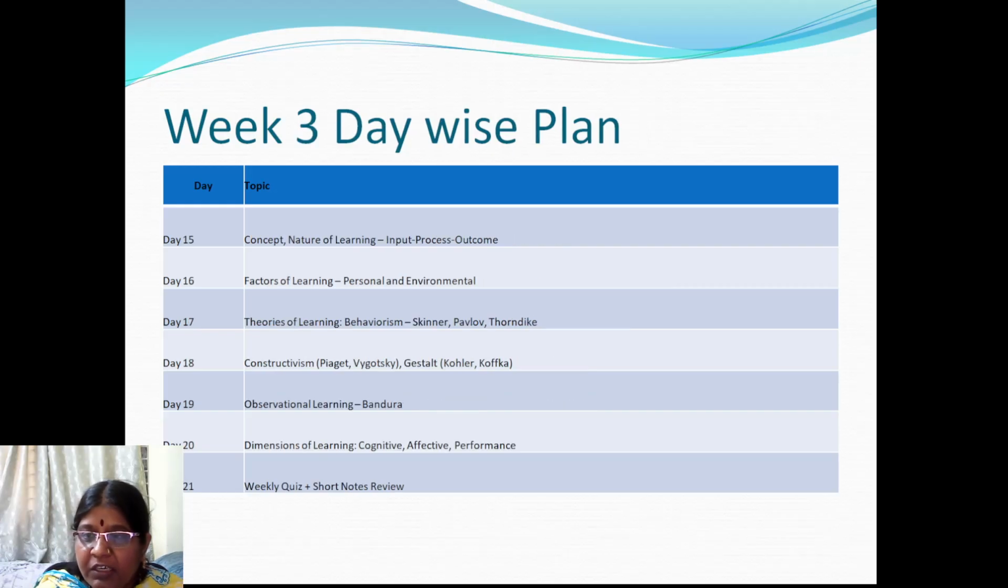Next, coming to the third week, you can focus on learning: what are the factors, theories, models, and the different dimensions in week 3. Same as mentioned for week 1 and week 2, on day 21 you may give a weekly test covering the concepts, as well as revise the short notes which you have prepared from day 1 to day 20. So by week 3 you will have almost three-fourths of the sectional content covered.